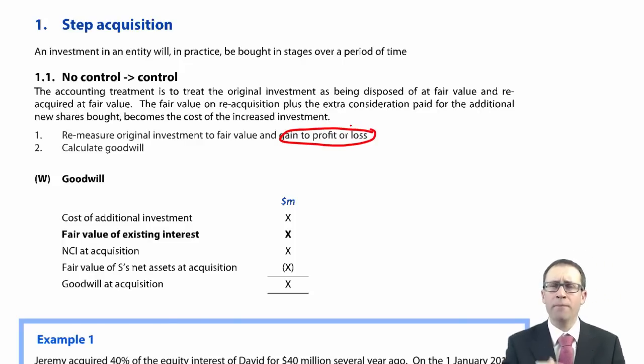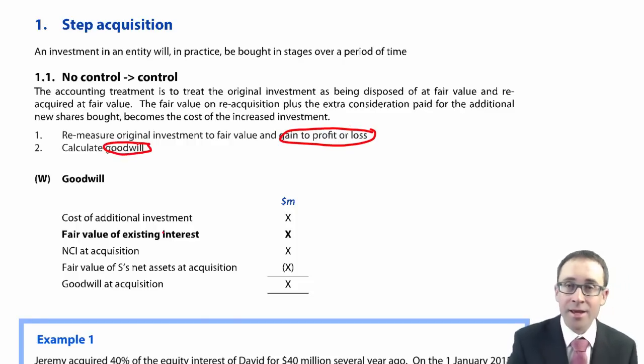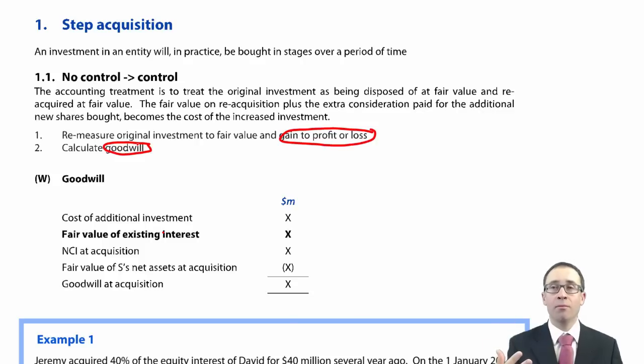So if I previously held 40%, I would dispose of the 40, re-recognize the 40 at fair value, and that gives me a gain to profit or loss. If you're looking at the statement of financial position, that gain essentially goes into working five, part of your group retained earnings. Then with the extra investment, maybe I bought 30% more, so you had 40, you've now got 30 more, which gives you 70. You then calculate the goodwill.